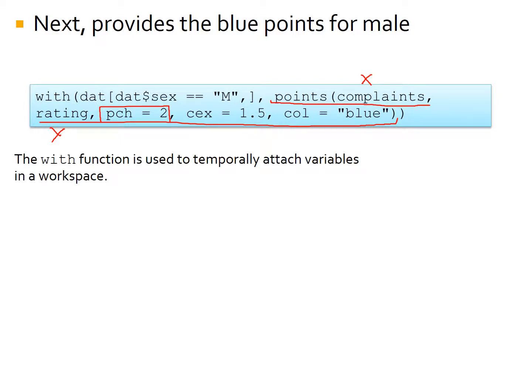The with function that I attach over here is to temporarily attach variables in a dataset in the workspace. So you will see that I do not use data dollar complaints or data dollar rating because I use the with function and I attach this dataset to use in the points function. So I can call complaints directly and I can call rating directly.